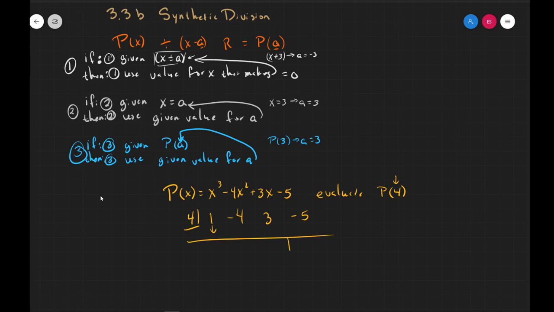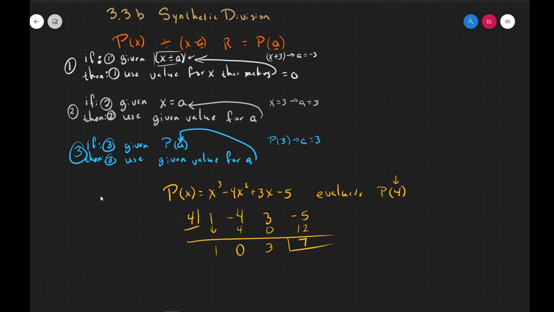From there, we do our synthetic division process, with our remainder going to live down here. So 1 lives down here. 4 times 1 is 4. Negative 4 plus 4 is 0. 4 times 0 is 0. 3 plus 0 is 3. 4 times 3 is 12. And negative 5 plus 12 is positive 7.